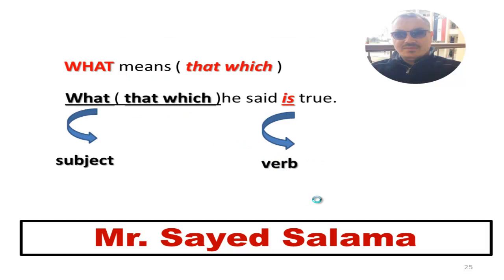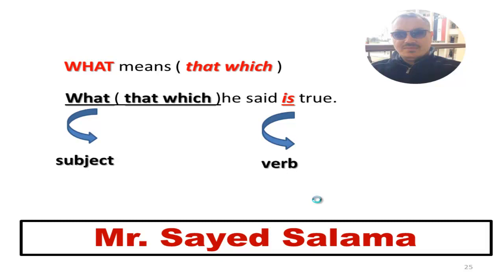What means that which. Remember that what is not a relative pronoun. What means that which. So what he said is true. What he said is true. So what is not a relative pronoun. This is a subject.